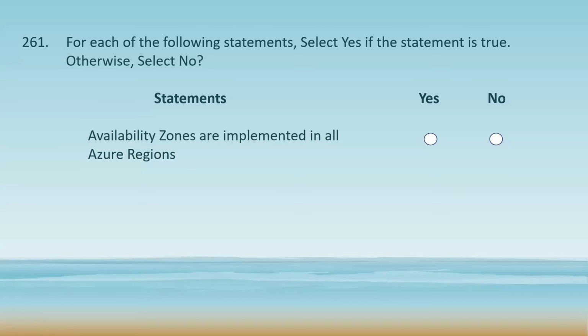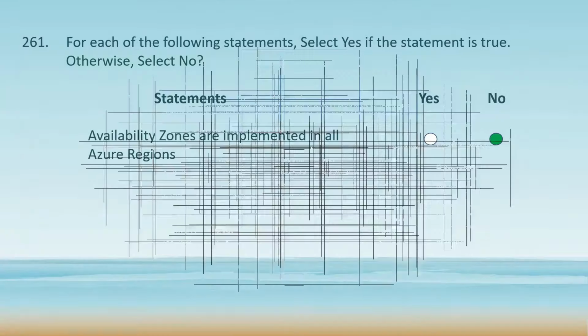This is question number 261 of the series, friends. For each of the following statements, select yes if the statement is true, otherwise select no. And the first statement is availability zones are implemented in all regions. This statement is incorrect, friends. Not all regions support availability zones at the moment.